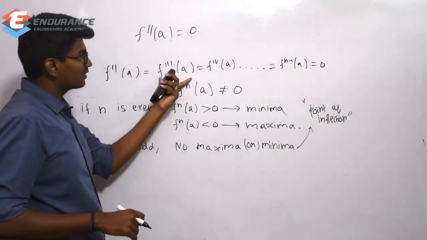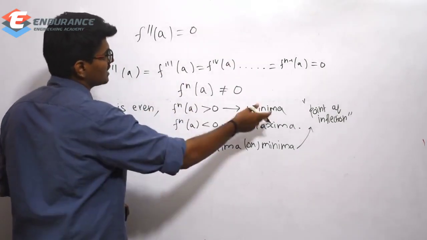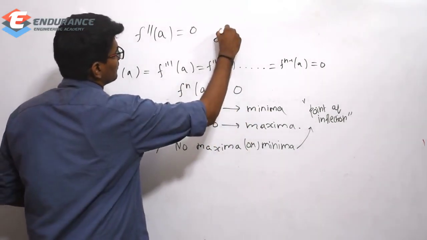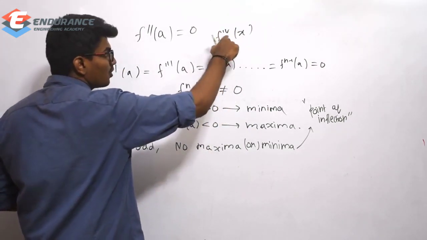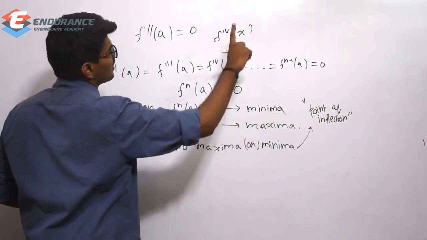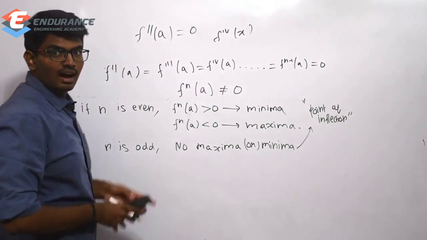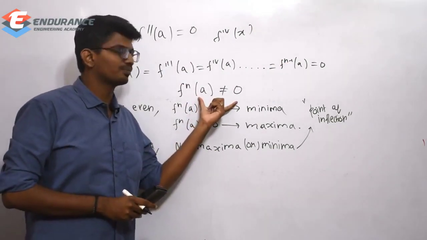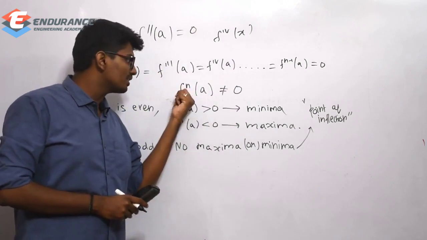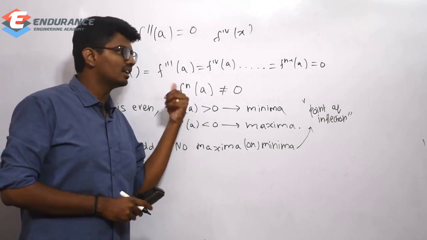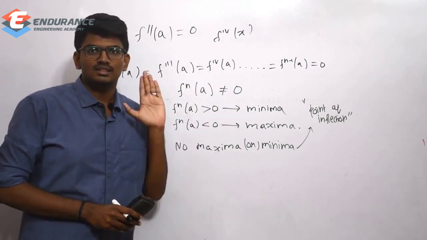If f triple dash of A is also 0, then differentiate again. Find f4 dash of x and substitute A. Then if f4 dash of x is also 0, find f5 dash of x, and repeat this process continuously until you get a non-zero value. Keep on differentiating, and finally at one particular number of differentiations you will get a non-zero value. That is the step you need to do.